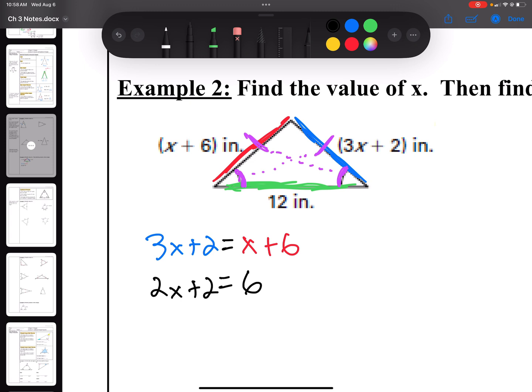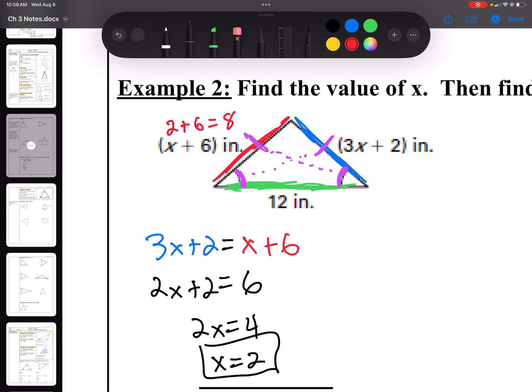I can subtract 2 from both sides, and I'll get 2x equals 4. Divide both sides by 2, and I get x equals 2. Now, I did all that work just to figure out what x is. I can now figure out what the sides are by plugging in to here. So that side is 8.